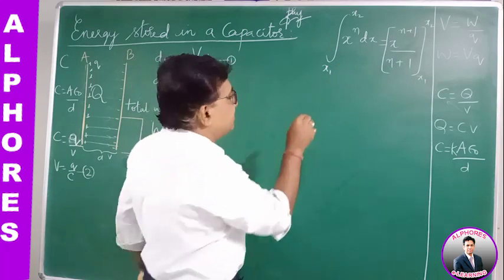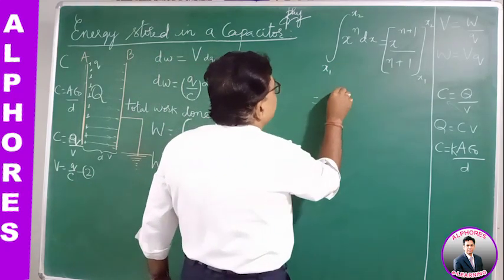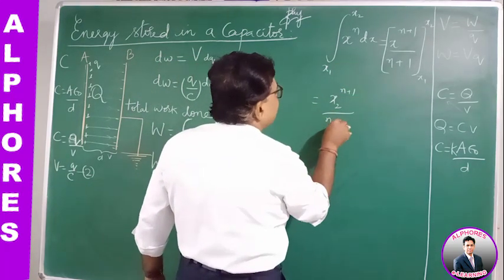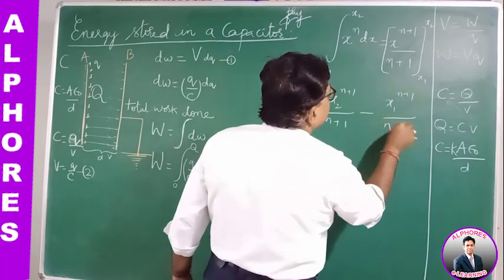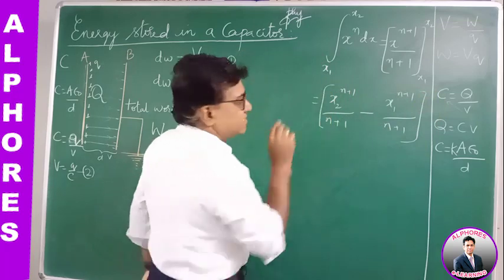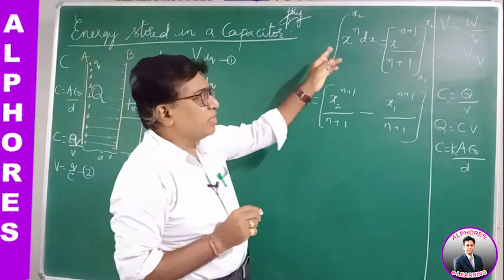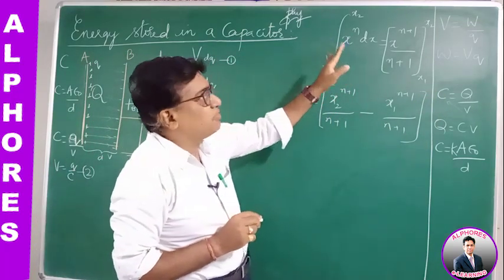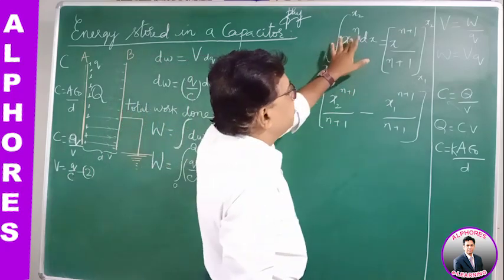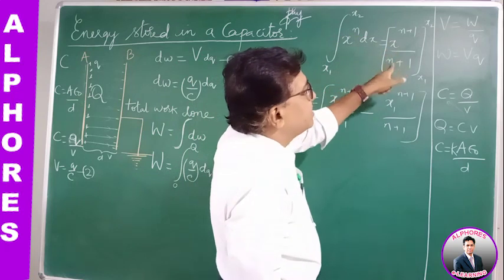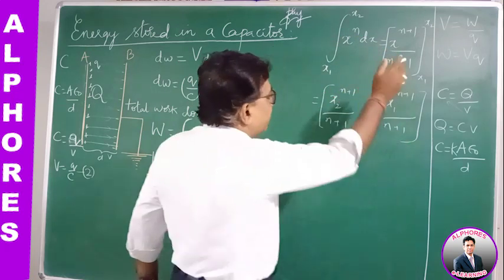Putting the limits, upper limit and lower limit, first you have to substitute the upper limit. So the upper limit is x2 power n plus 1 by n plus 1, minus the lower limit x1 power n plus 1 by n plus 1. So this is the answer. According to integration, integral of x power n dx is x power n plus 1 by n plus 1, upper limit minus lower limit.